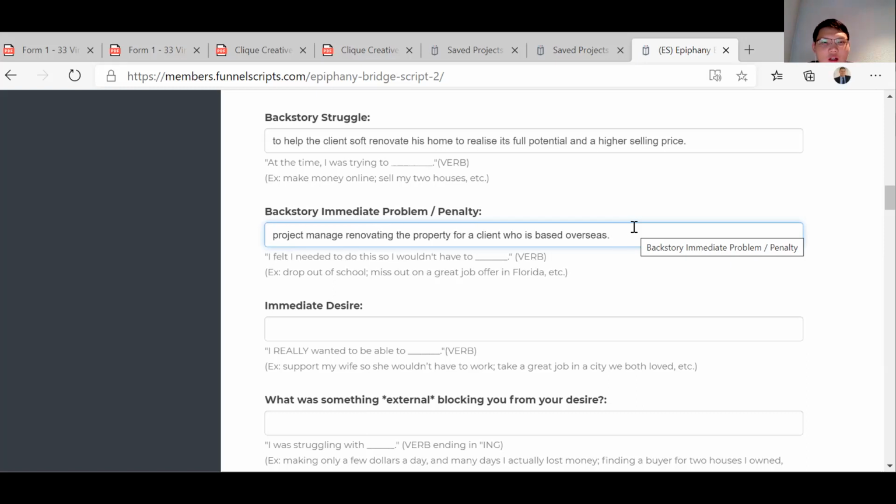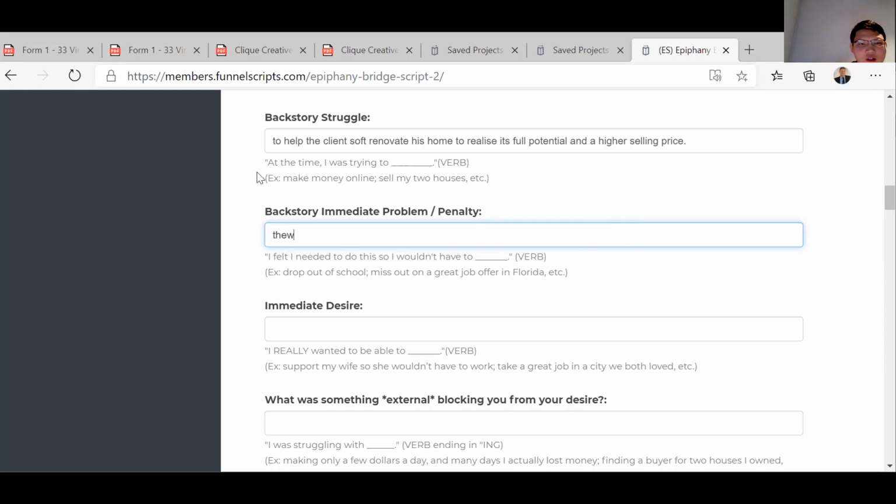Drop out of school. Yeah, so basically I wanted to explain, this is a bit confused. At the time I was trying to help the client soft renovate his home to realize the full potential and a higher selling price. So that is what you are trying to do: help him make sure his home looks more desirable. But if you don't make his home look more desirable, what will be the immediate problem and the penalty? Let's say if his home was not desirable, would it be hard for you to sell, or to just sell for less?